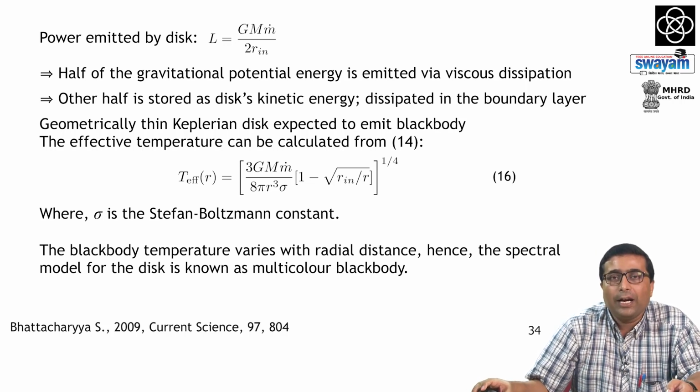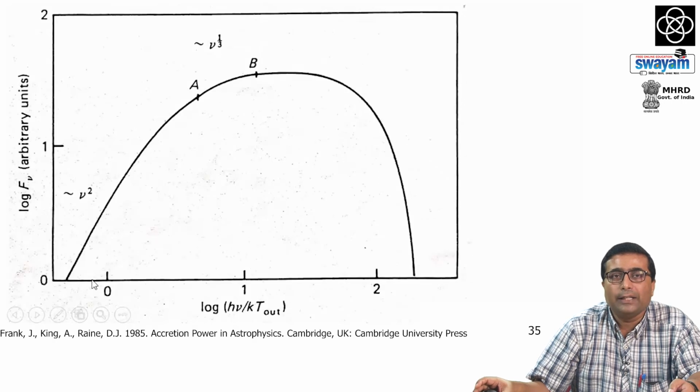So, at a given radial distance from the central object, the spectrum is a single temperature black body, but we cannot usually spatially resolve an accretion disk, and we usually observe its entire spectrum, and that spectrum will be the sum of all the black bodies from various radial distances. This is called a disk black body or a multicolor black body, and this is a typical disk black body or multicolor black body spectrum as shown here.